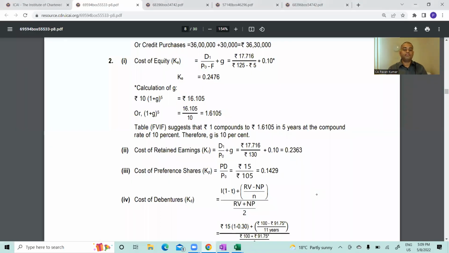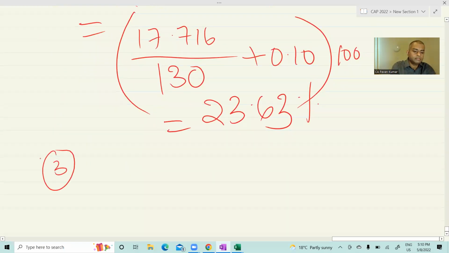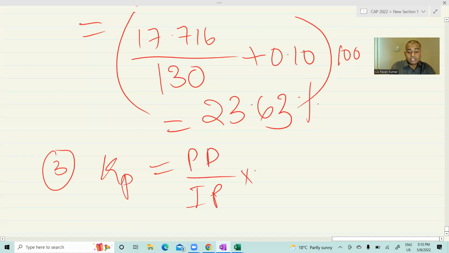Next, write down. Third note. First note, cost of equity. Second note, cost of retained earnings. Third, cost of preference shares. KP is equal to preference dividend divided by issue price into 100.